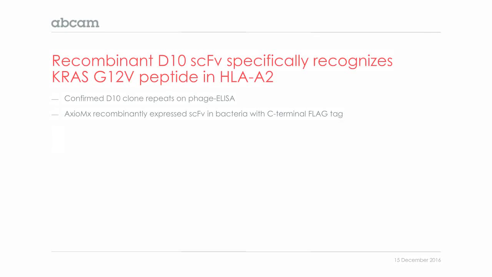So then we wanted to recombinantly express the D10 scFv for other assays. We worked with Axiomx, a subsidiary of Abcam, to recombinantly express our scFv in bacteria. And they were able to add a C-terminal flag tag that we use for a number of downstream assays. One of those assays was an ELISA.